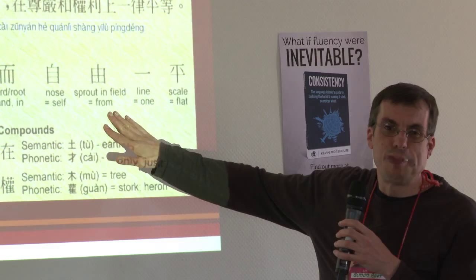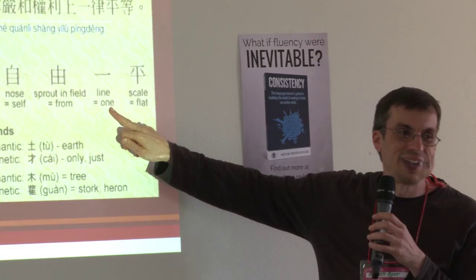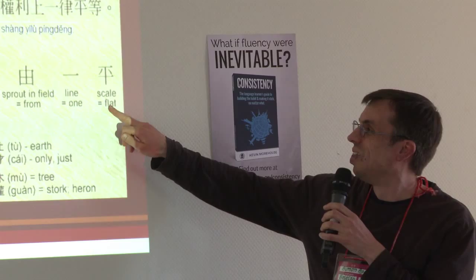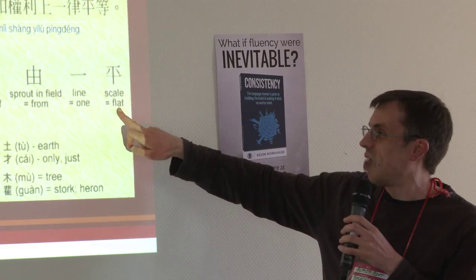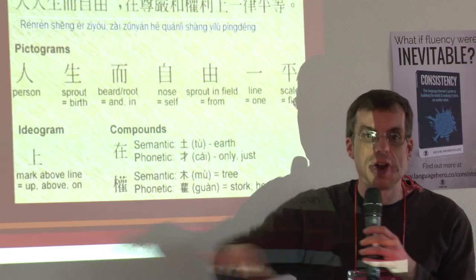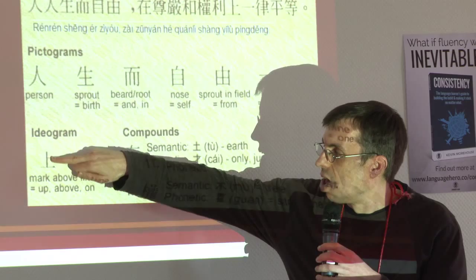This one is the simplest character in Chinese. It means one, it's a line. And this one is a scale, kind of a balance scale. So that came to mean flat, ping. And then you have ideograms, which represent a kind of idea. So this is something above the line. If you flip it over, it becomes down, below.